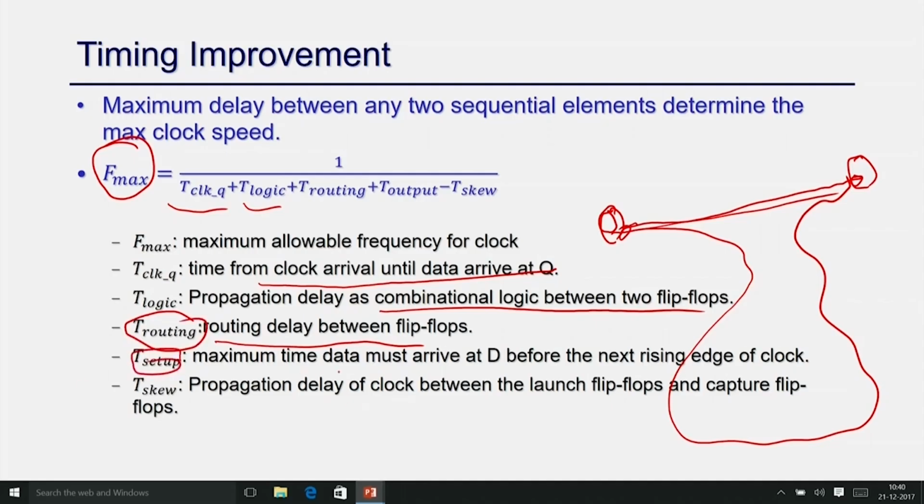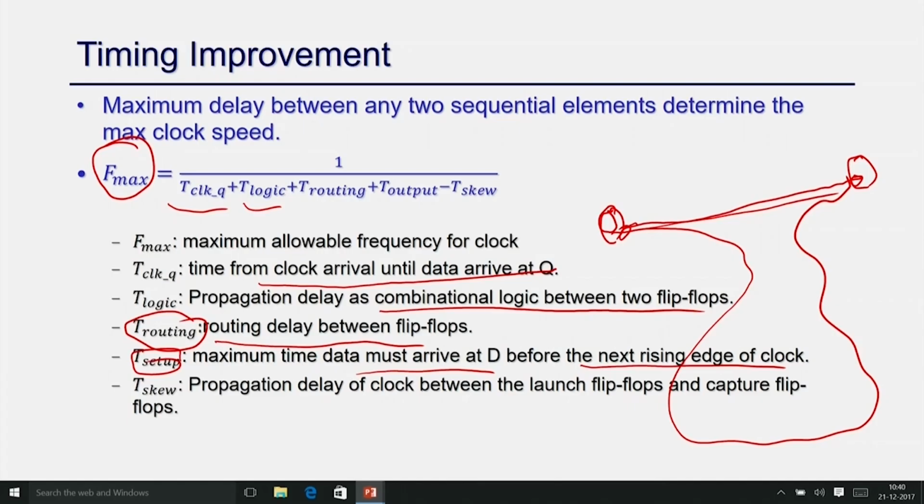It is basically the maximum time by which data must arrive at D before the next clock cycle. So, you need some setup time. The data should be stable at the input of the register before the clock comes, so that it can update in the next rising clock, right.